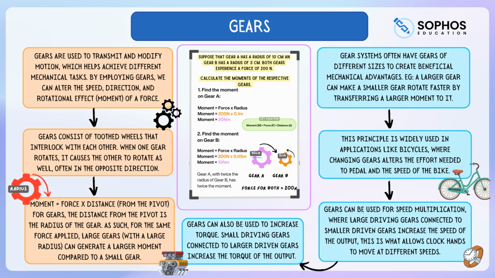Understanding how gears and moments interact allows us to design and use mechanical systems more efficiently. By knowing the relationship between force, radius, and moment, we can predict how changes in gear sizes will affect the overall performance of a machine. This knowledge is crucial in engineering and everyday applications like biking, driving, and using machinery.